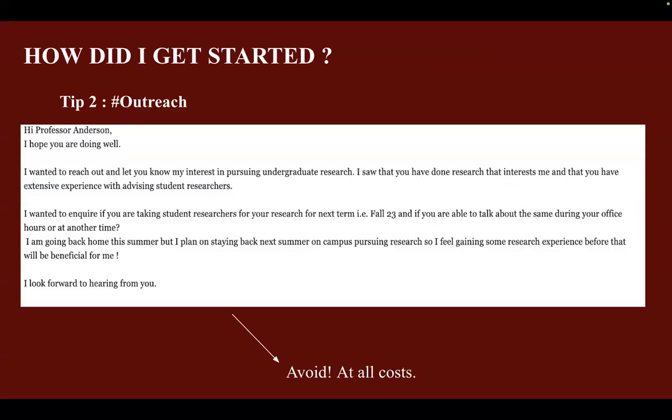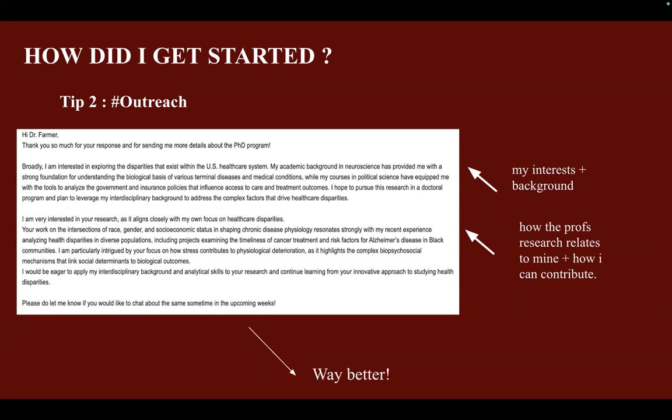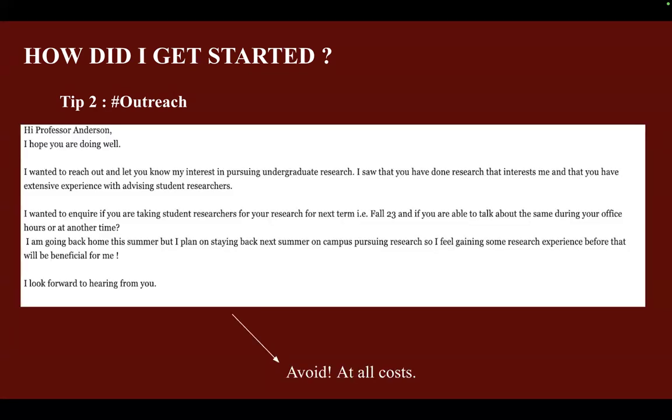So when I initially started as a freshman, this was one of the emails that I wrote, and of course, I didn't know better, but I would completely avoid writing an email like this. Instead, you can write an email like this. This email talks about my interests, my background, how the professor's research relates to mine, and how I can contribute to their work. This is way better than the previous email which I wrote, which is very general, and you should avoid this.